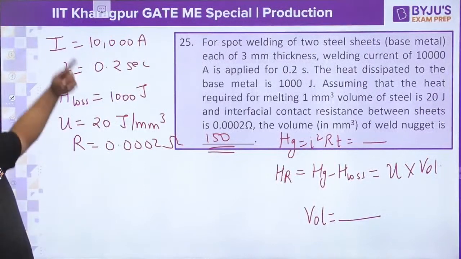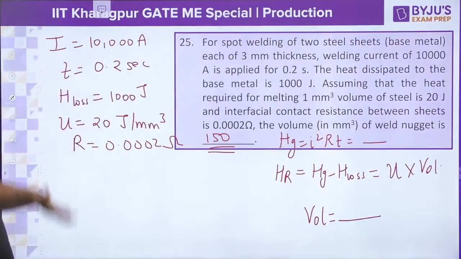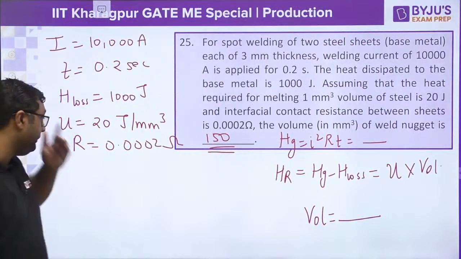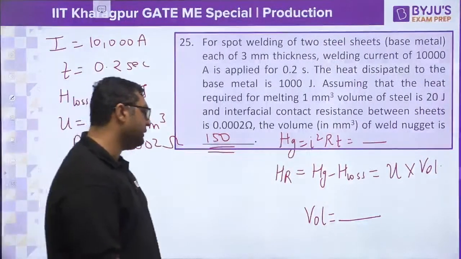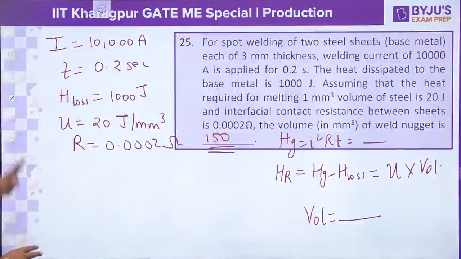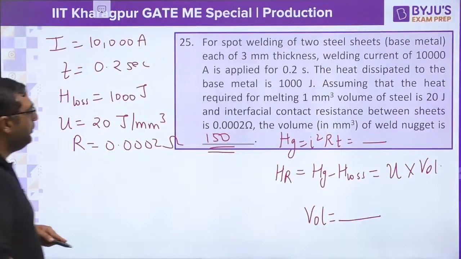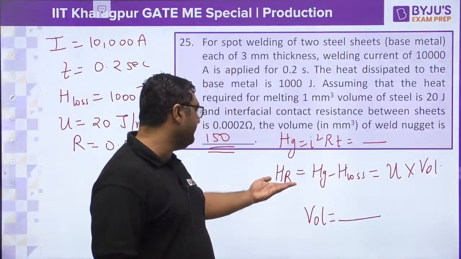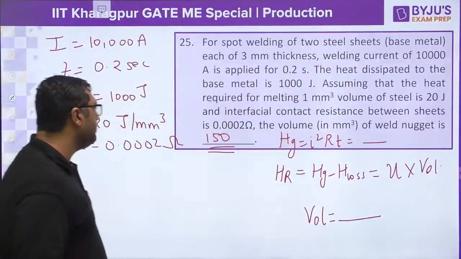Okay. First of all, I square RT you will go for. Then the heat loss you will be subtracting, and then you will just find it out. Okay. So it is going to be 150. When you go for this, it will come out to be 4000. You will get the heat required to be 3000, and then you will get the volume to be 150.